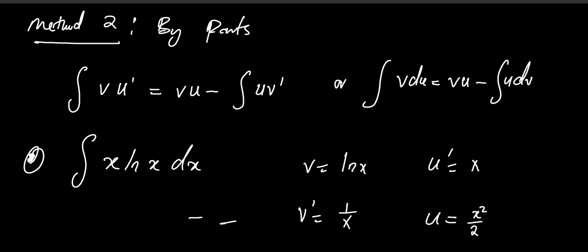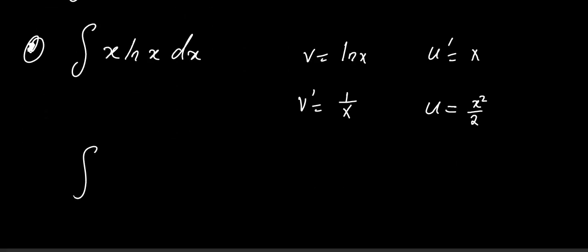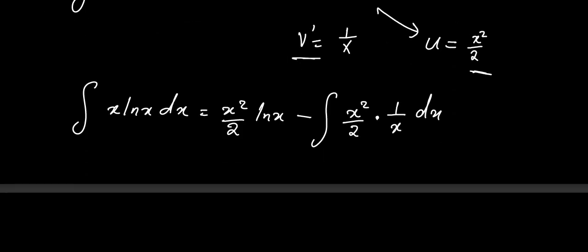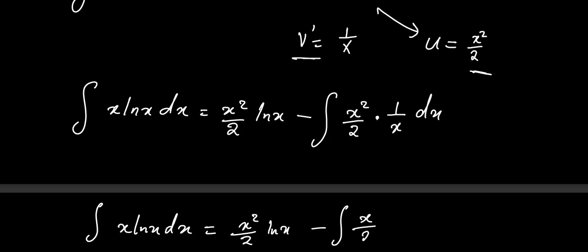This is easy because when we substitute in the formula, the last part won't be hard to integrate. We have the integral of x ln x dx equal to vu, which is just x squared over 2 ln x, minus u times v prime, x squared over 2 times 1 over x dx. This here is going to be the same as x squared over 2 ln x, minus the integral of x over 2 dx.